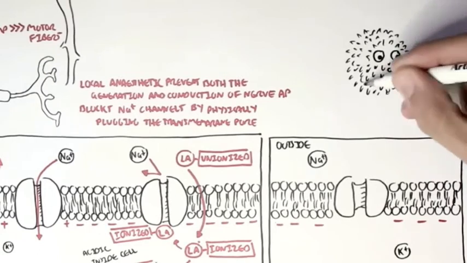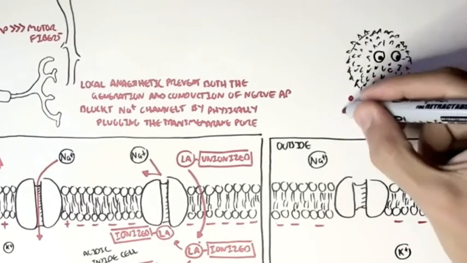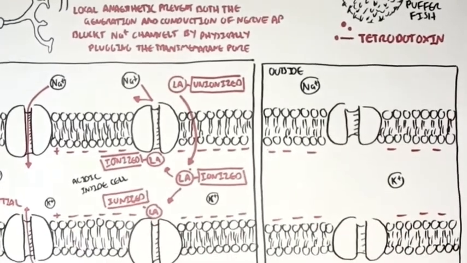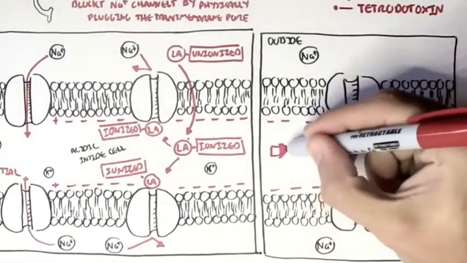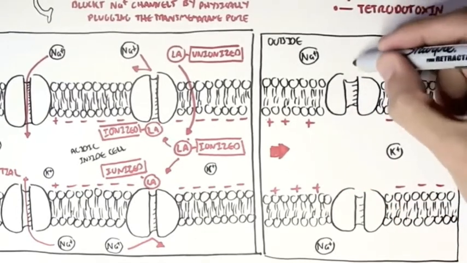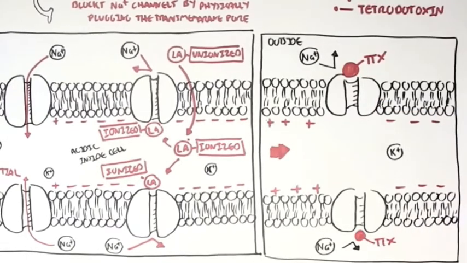The pufferfish, as we know, is pretty toxic for humans, and that is why we stay away from it. This is because the pufferfish secretes a toxin known as tetrodotoxin, or TTX. TTX, unlike our local anesthetic that we use in hospital, blocks the sodium channel from the outside, like so. And so this will not allow sodium ions to come inside, and so will not allow the action potential to pass through.